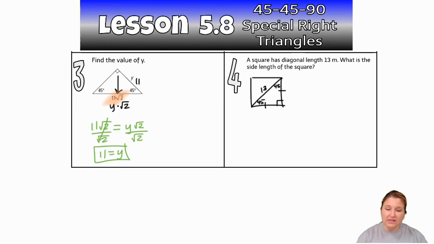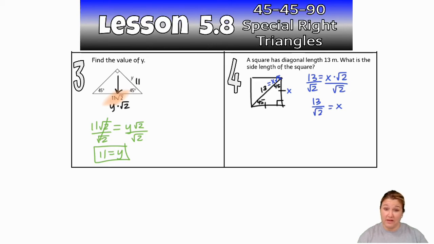Well, this one is kind of similar to the first one, where the side length is x and the hypotenuse, which is 13, has to be equal to x times the square root of 2. It has to be equal to the side length times the square root of 2. So 13 is equal to x times the square root of 2. And since it's not in radical form like in the previous example, we're going to have to divide by the square root of 2. And so 13 divided by the square root of 2 is equal to x.